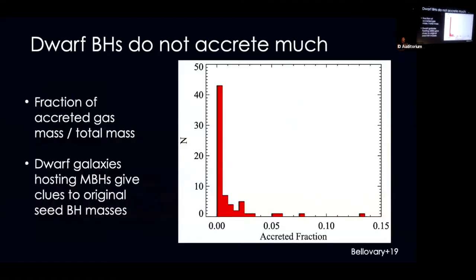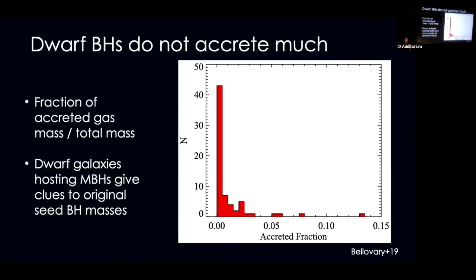These black holes do not accrete very much. So what this figure is showing is a distribution of the accreted fraction. So basically how much of the mass of the black hole is in gas versus its total mass. So 1 would be it's all gas, 0 would be it never accreted anything. And you can see that there's a giant peak here at 0. Most of these black holes that are in dwarf galaxies have not accreted very much at all. The largest one is about 13% or so.